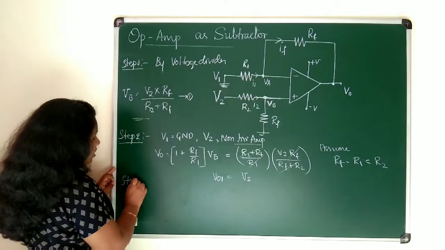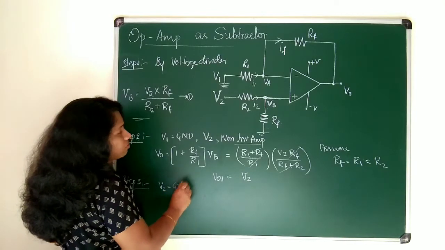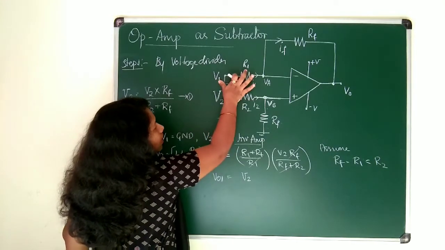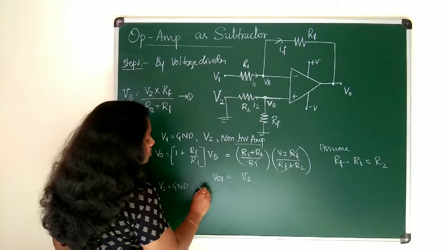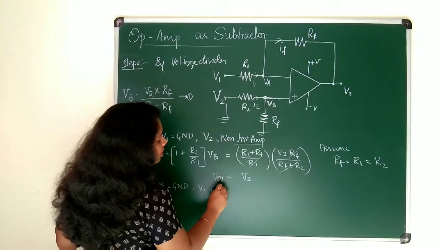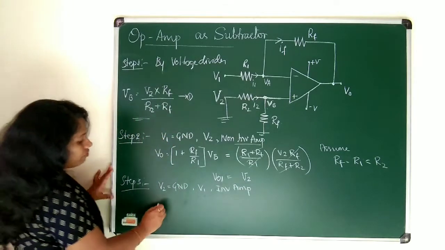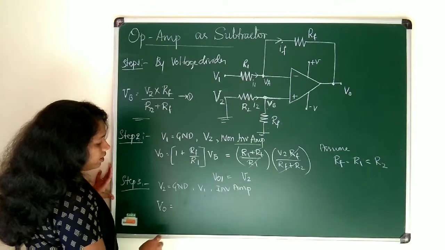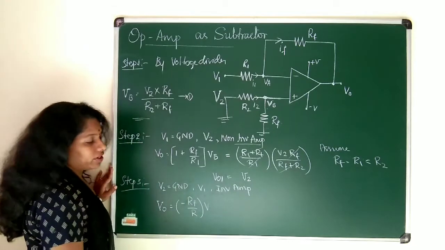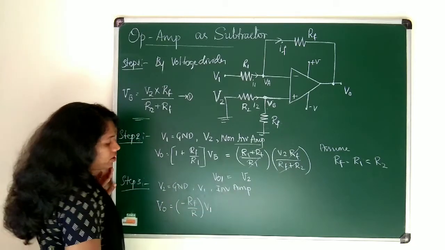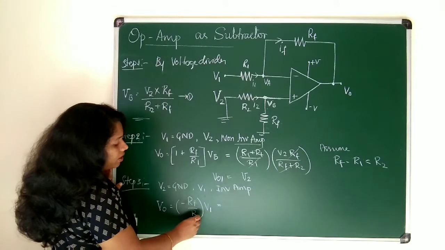Next is step 3. In this step 3, V2 will be grounded. So how does this circuit look? This will be grounded and the V1 voltage is applied to the inverting terminal. Because of this, V1 is applied and this will be an inverting amplifier, right? Inverting amplifier circuit. So now V0 will be written as minus RF divided by R1 multiplied by the input voltage. The input voltage is nothing but V1 here. So V0 is equal to minus RF by R1 times V1.